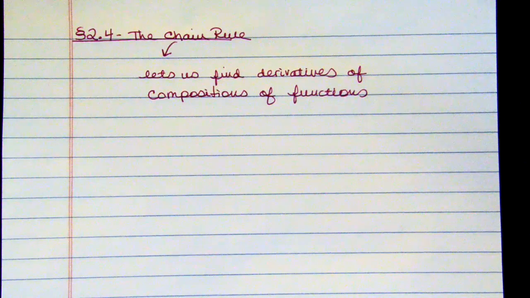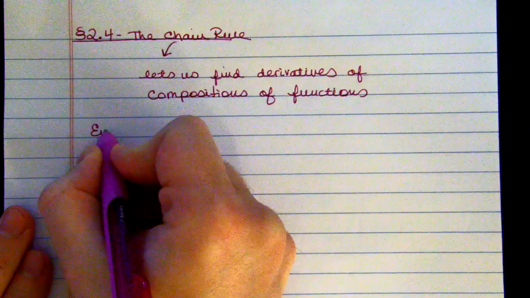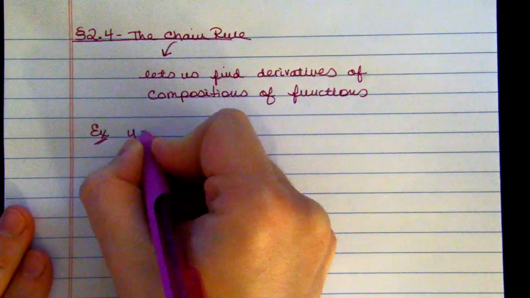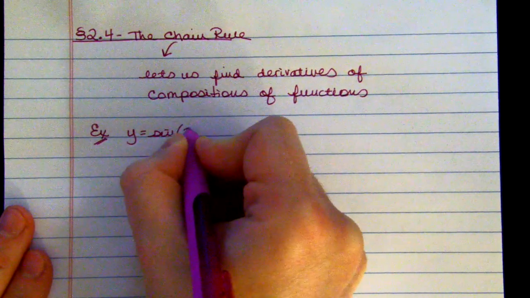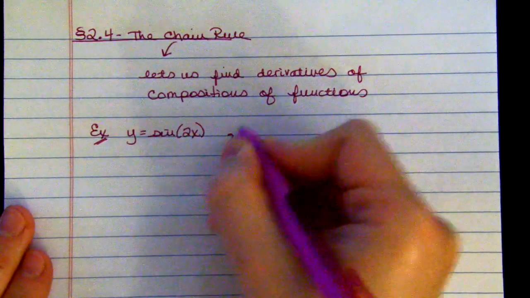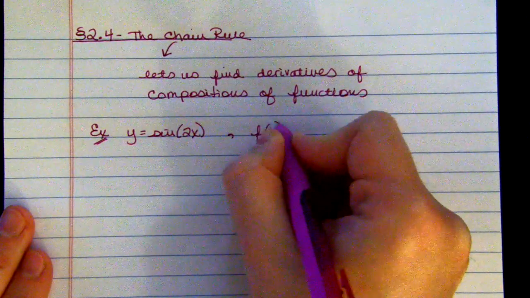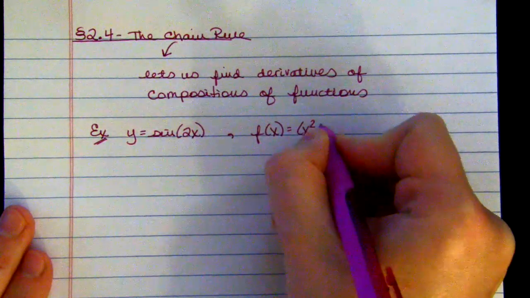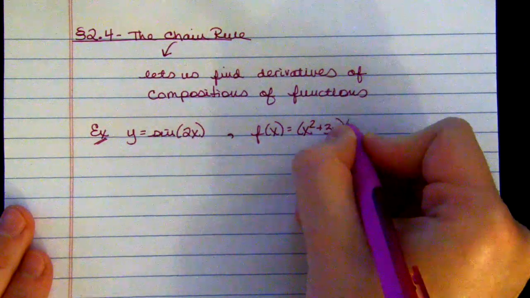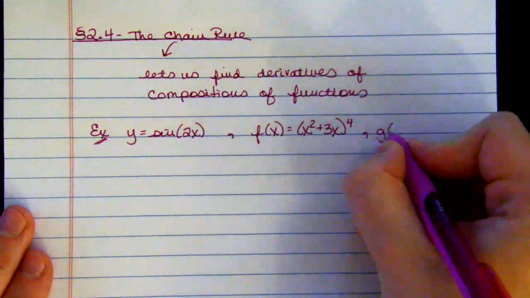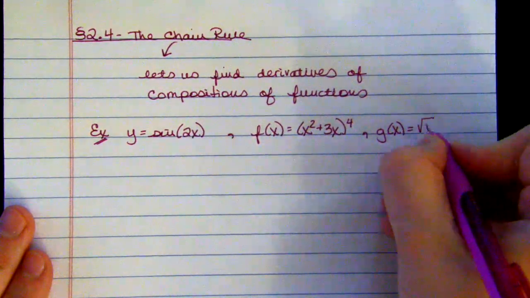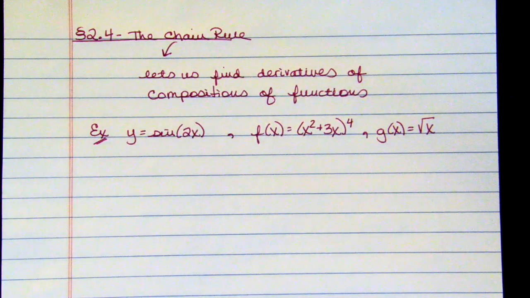What happens when we put one function inside another? For example, y equals the sine of 2x. Or for example, f of x equals x squared plus 3x to the fourth. Or g of x equals the square root of x. Those are all types of problems that we couldn't really have dealt with before, but this new rule I'm about to show you, the chain rule, will let us deal with things like this.